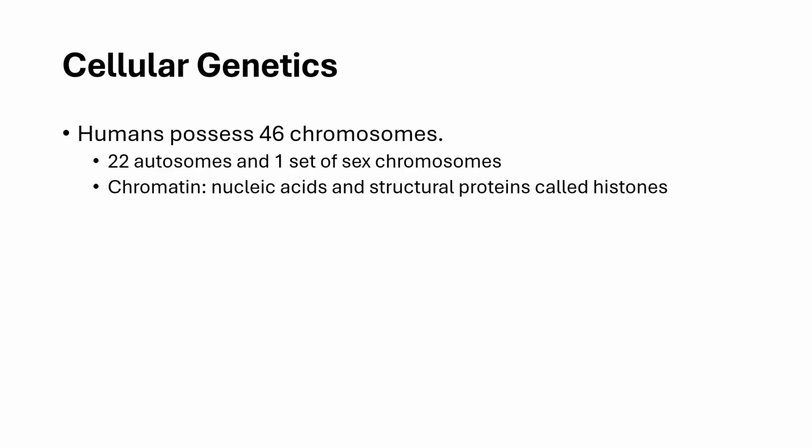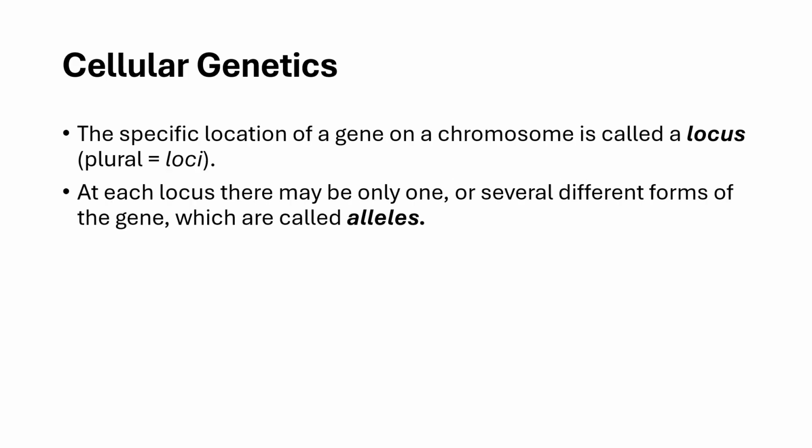Cellular genetics. Humans have 46 chromosomes, 22 pairs of autosomes and one pair of sex chromosomes. Chromatin is made of nucleic acid and structural proteins called histones. The specific location of a gene on a chromosome is called a locus, or loci for plural. And at each locus, there may be only one or several different forms of the gene, which are called alleles.